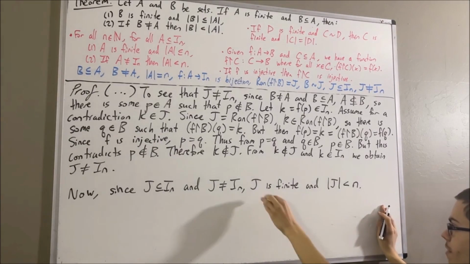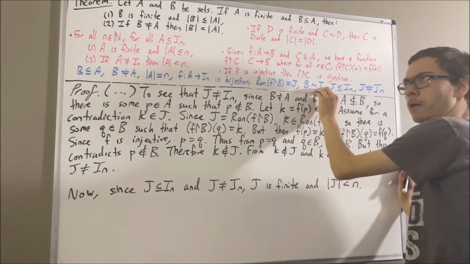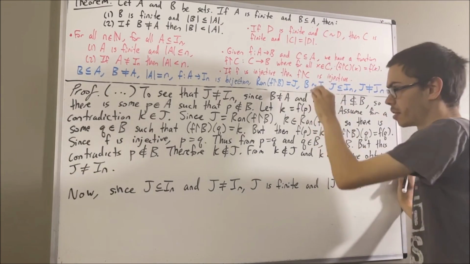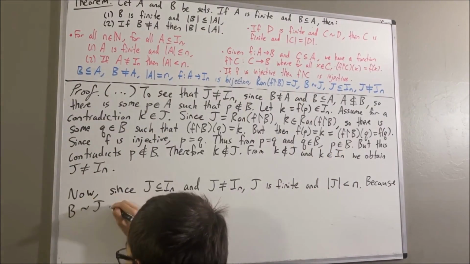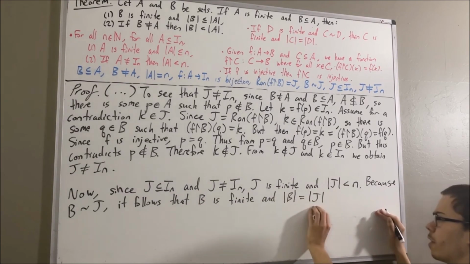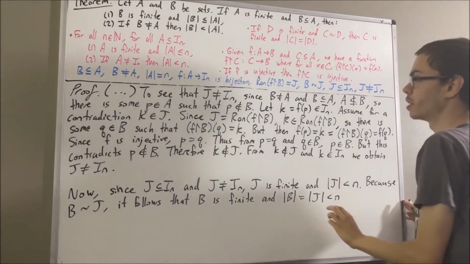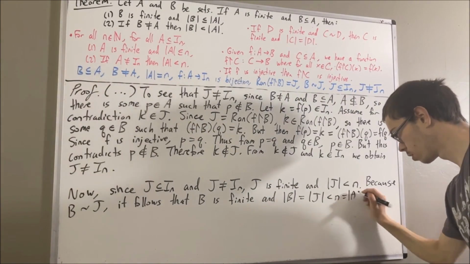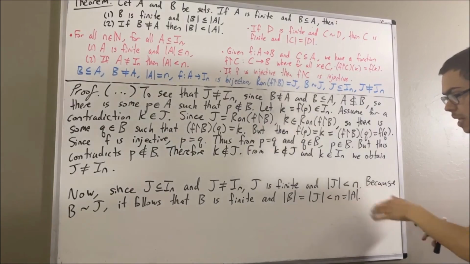So notice we have that j is finite, and there's a bijection from b to j. Well, from this fact, it follows that b is finite, and the number of elements in b is equal to the number of elements in j. And the number of elements in j is less than n, and let's recall that we denoted the number of elements in a as n. So this is equal to the number of elements in a. So the number of elements in b is strictly less than the number of elements in a.